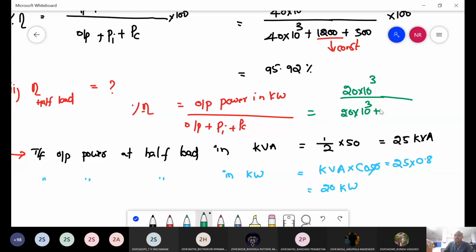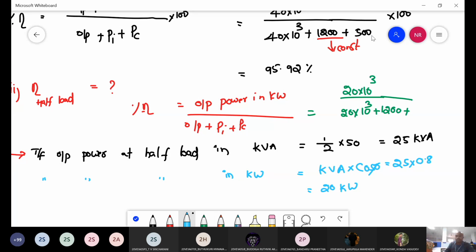How much do we have to consider here? 1200, right? Then what is the other name of copper losses? Variable losses. So these losses will change according to load. If the load changes, these losses will change. So at full load the copper losses are 500.